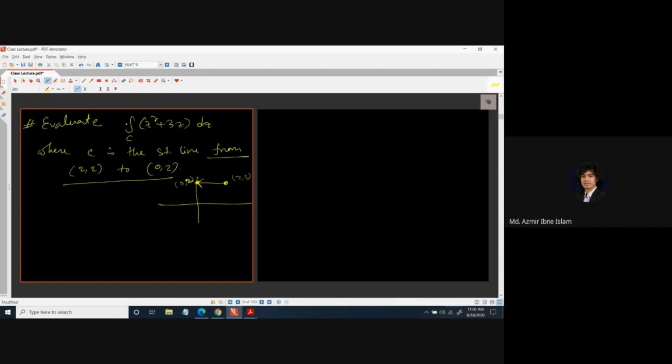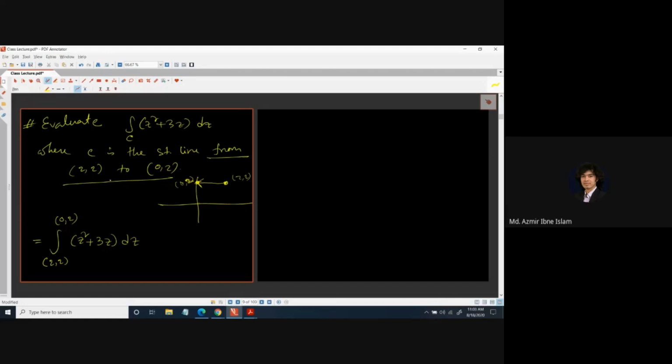So that means we can write this integral, instead of c, this way. Here we have integration from 2 to 0 2 of z squared plus 3z dz. Do you understand my point? We are gradually trying to solve this integral. At first we have c and we are converting this c to the points. That means we are mentioning the lower limit and upper limit. So the lower limit is a complex number 2 plus 2i and the upper limit is a complex number 0 plus 2i.